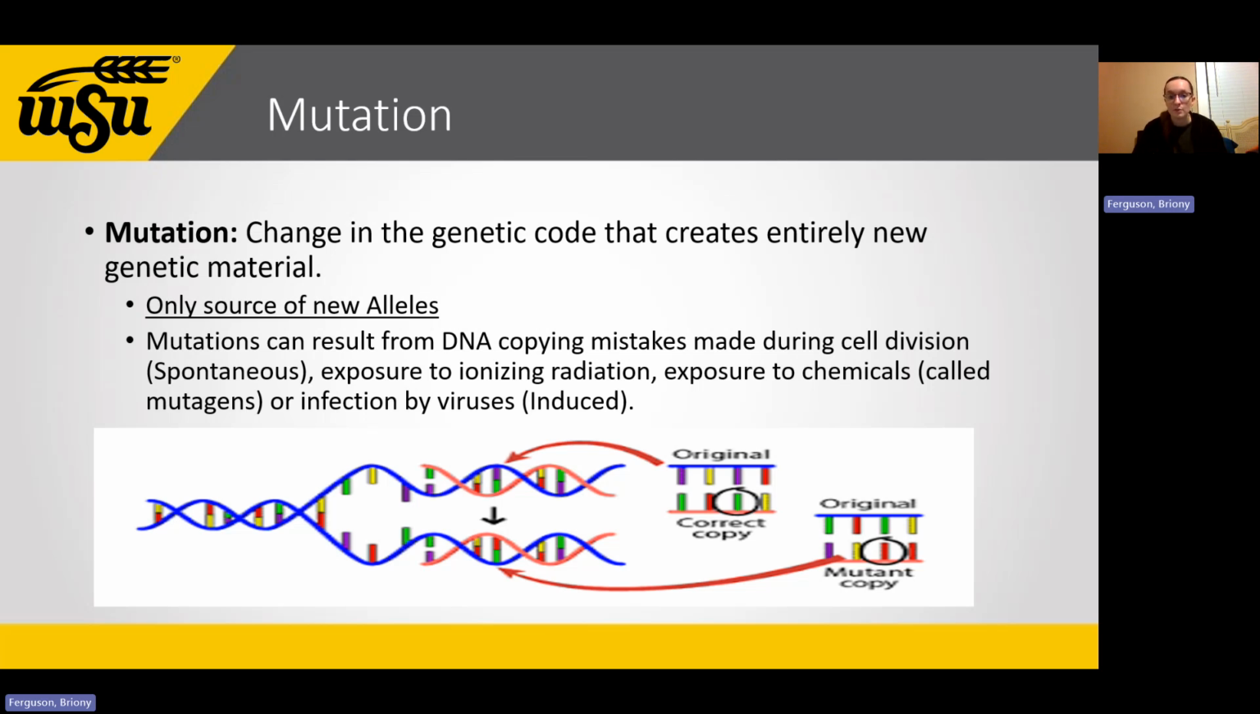But you can also have induced mutation. So these are going to be things like exposure to ionizing radiation. The best example of this is skin cancer from sunburn. It could also be exposure to chemicals called mutagens. Oftentimes you can see these when you hear about a chemical being linked to cancer. That would be a mutagen, and it causes mutations that can lead to cancer. But a mutation can also occur due to infection by viruses. That is also an induced mutation.